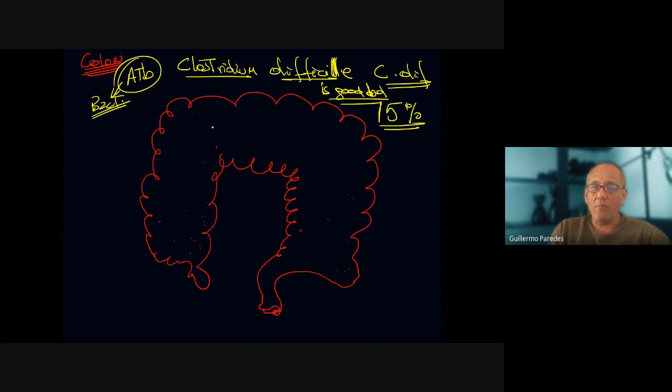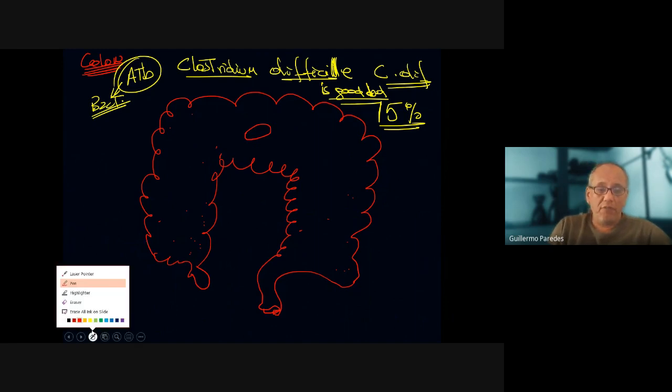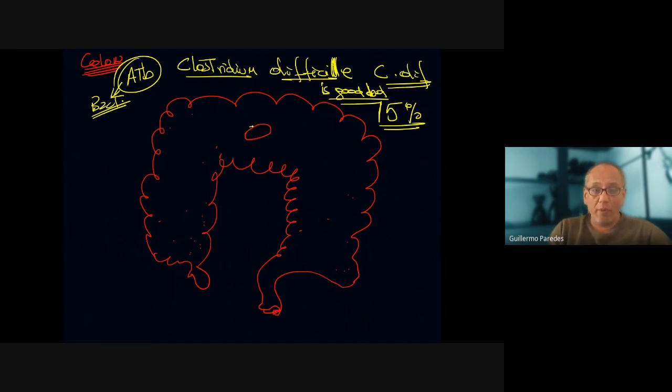So how does the Clostridium difficile survive? I'm going to make a drawing like this, just to make it bigger, just to demonstrate. So this is the Clostridium difficile. This is the C. diff. And the C. diff is saying, oh my God, everybody is dying. Okay, I need to do something. And what is the Clostridium difficile doing? It is going to cover himself by a capsule.